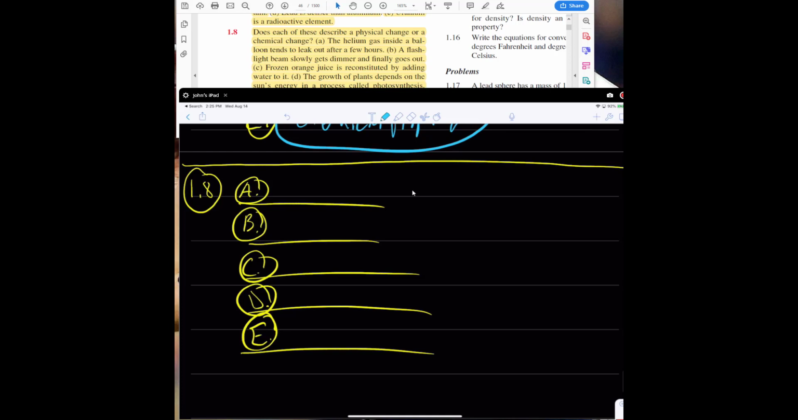Well, it's going to be a physical change. Rationale behind it: helium is not changed in any way by leaking out of the balloon. Helium is helium. It's just traveling from one space to another. So, that's the rationale.